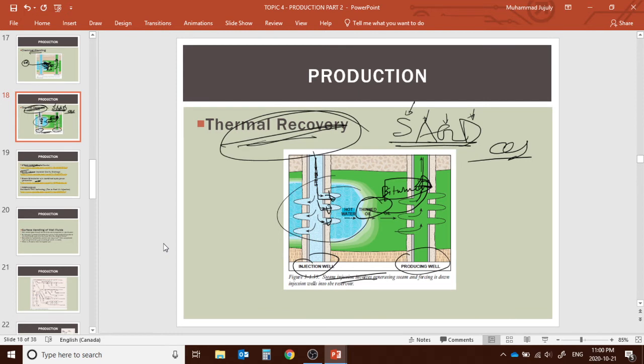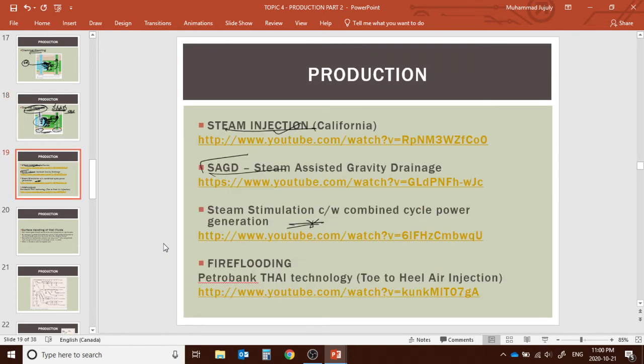Another type of thermal recovery is where we make a controlled combustion of a portion of the reservoir. That creates carbon dioxide, and when we burn a portion, the carbon dioxide pushes the oil and gas inside, and then we recover it. But now we mostly use SAGD, which is more environmentally friendly.